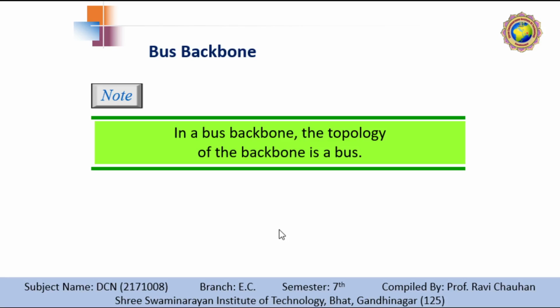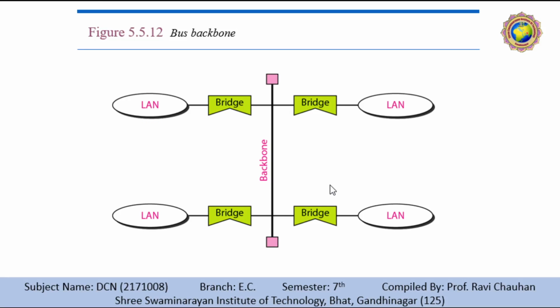In a bus backbone, the topology of the backbone is a bus. The backbone itself can use one of the protocols that supports a bus topology, such as 10Base5 or 10Base2. So we can say that in a bus backbone, the topology of the backbone is a bus. Bus backbones are normally used as a distributed backbone to connect different buildings in an organization.